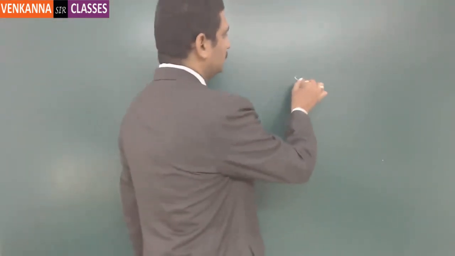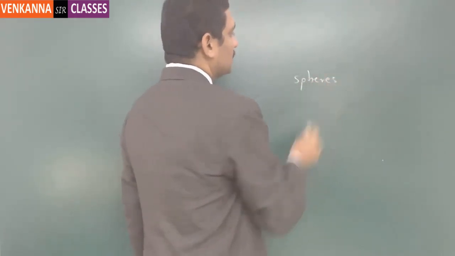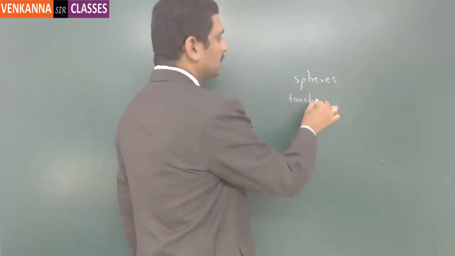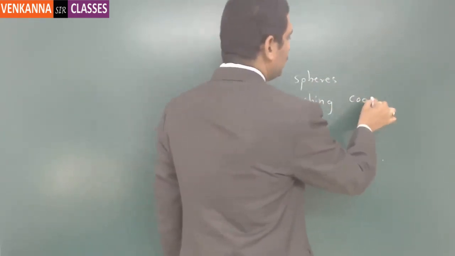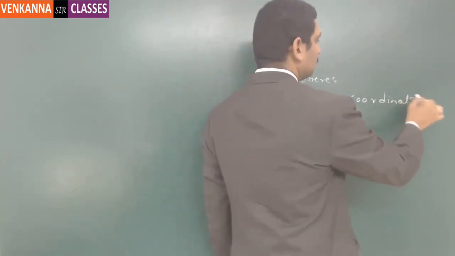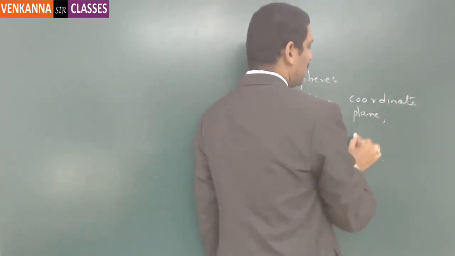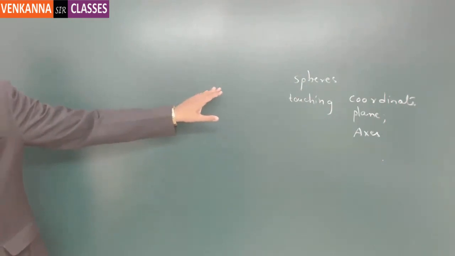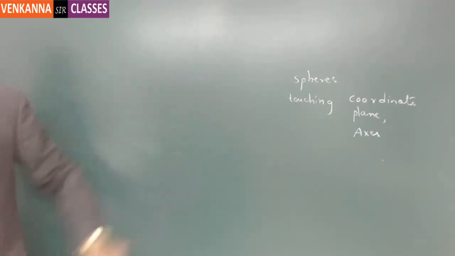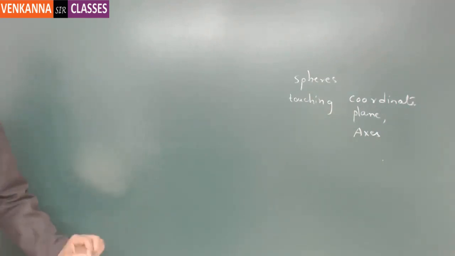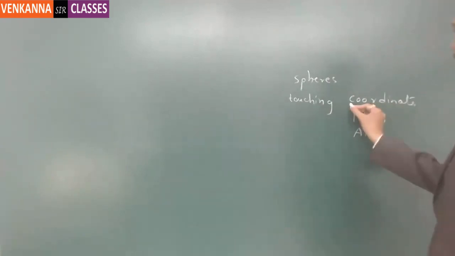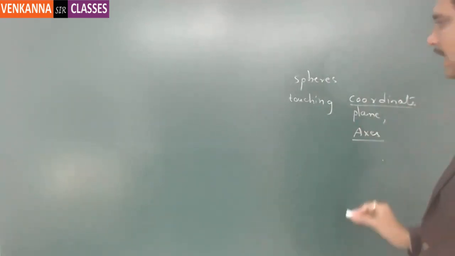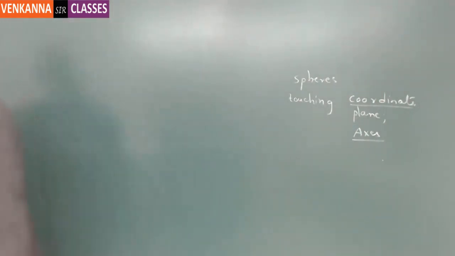So in the previous class, we discussed the concept of spheres touching coordinate planes and also axes. Could you recollect that concept once, and the equation we have written there when a sphere is touched by the three coordinate planes and also the three coordinate axes, how the equation comes? Please take a note of that, which was given in the previous class.